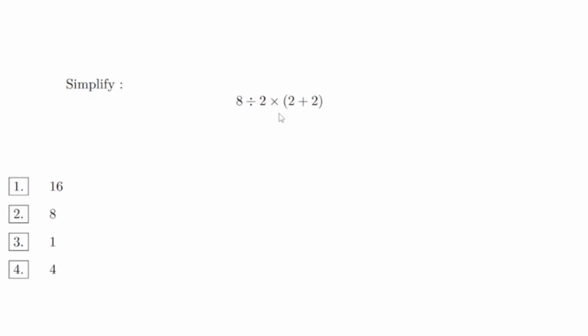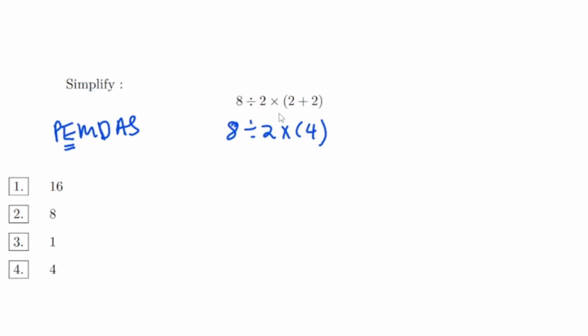Simplify 8 divided by 2 times 2 plus 2. Well, it looks confusing, but if we follow this order, PEMDAS, we do parentheses first. So it's 8 divided by 2 times 4. Then we do exponents next. Well, there are no exponents here. Then we do multiplication or division, doing whichever one comes first on the left.